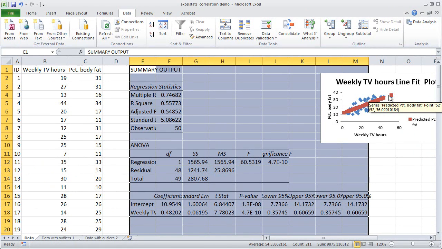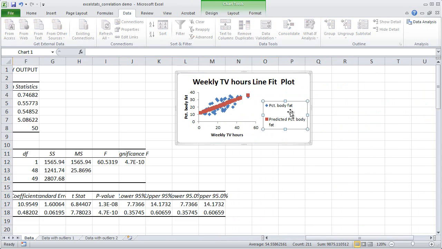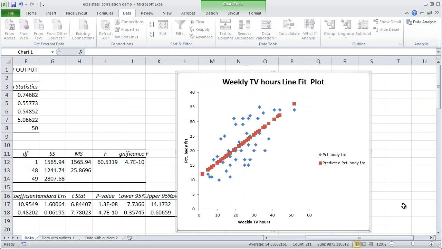Once you click OK, Excel gives you a whole bunch of output. And it's kind of complicated. There's a lot to look at here. Let's begin by looking at the graphic that we asked Excel to produce, the line fit plot. I'm just going to select it here and stretch it out a little bit so we can get a better look at it.